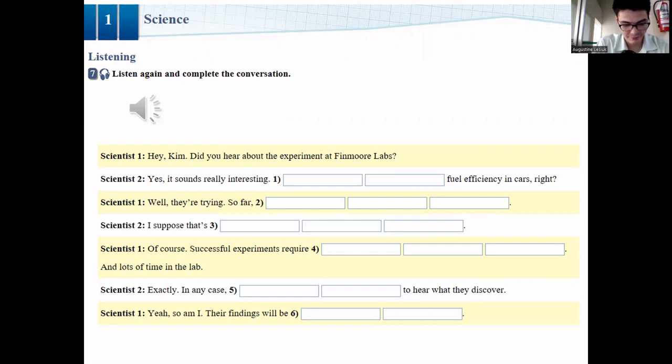Hey, Kim, did you hear about the experiments at Finmore Labs? Yes, it sounds really interesting. They're improving fuel efficiency in cars, right? Well, they're trying. So far, progress is slow. I suppose that's to be expected. Of course. Successful experiments require plenty of research and lots of time in the lab. Exactly. In any case, I'm eager to hear what they discover. Yeah, so am I. Their findings will be useful worldwide.